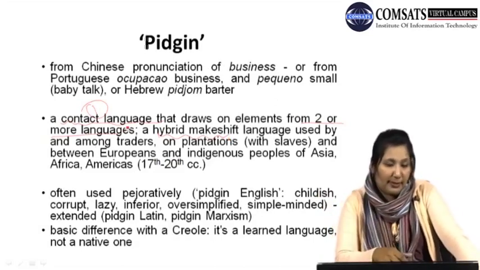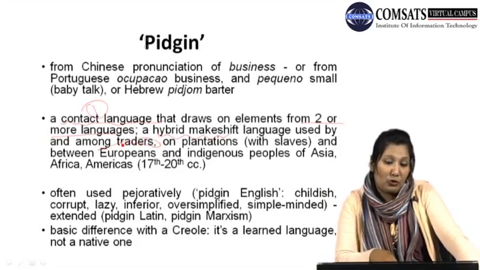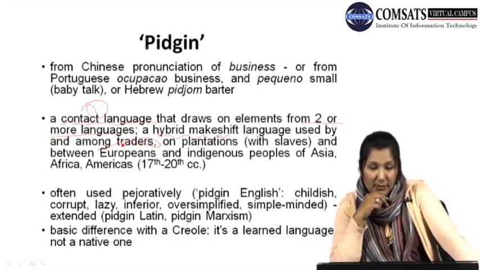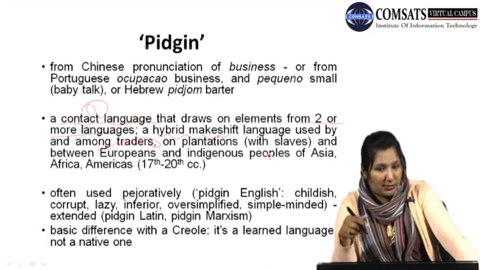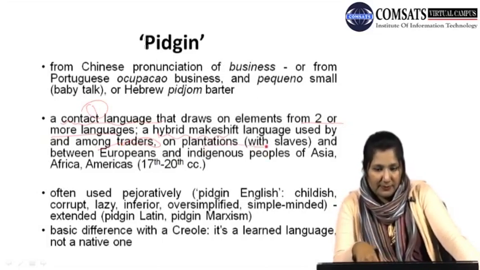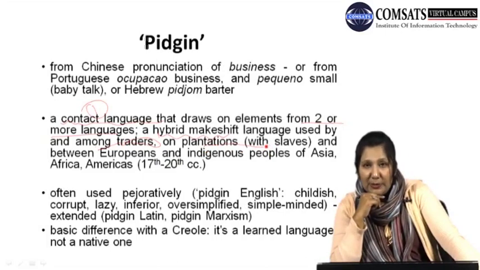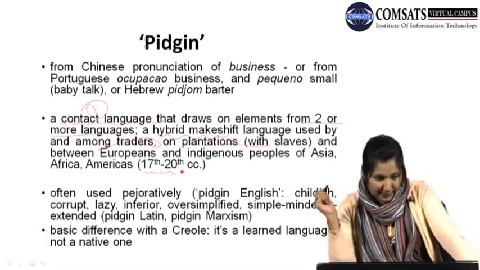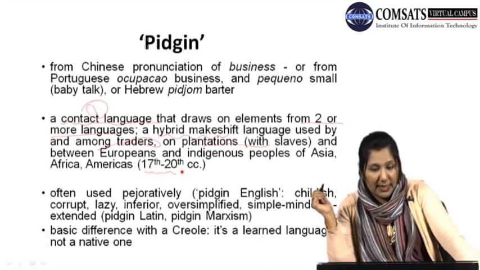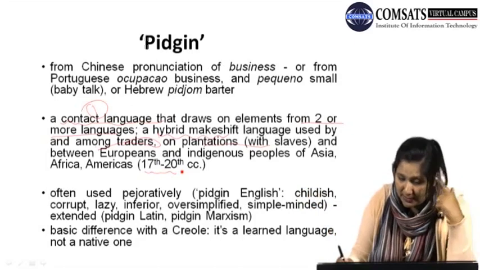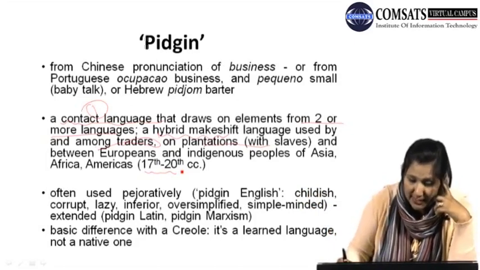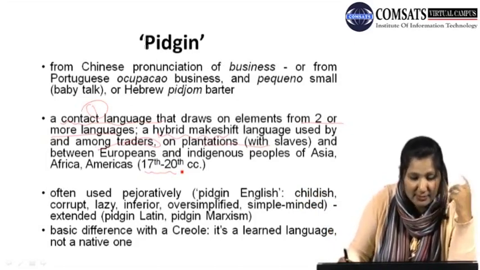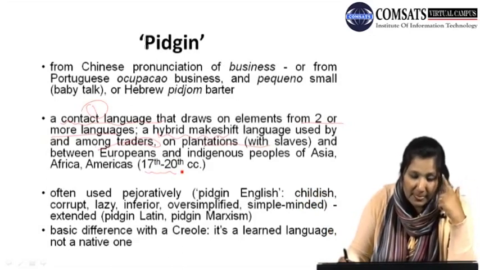Used by whom? Among the traders. Where? On the plantations, sometimes with the slaves, and between Europeans and indigenous peoples of Asia, Africa, and America in the 17th to 20th century. That language was known as pidgins. It is often used pejoratively: pidgin English, childish, corrupt, lazy, inferior, oversimplified, simple-minded; extended uses include pidgin Latin, pidgin Marxism, etc.